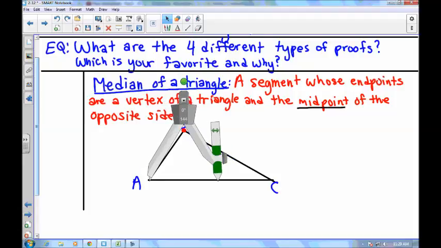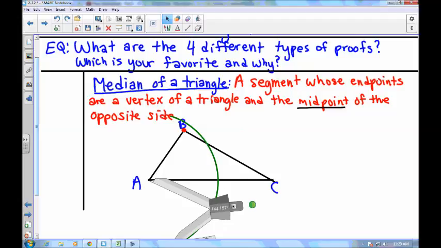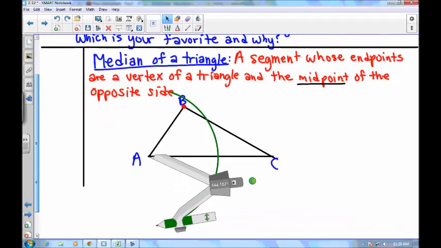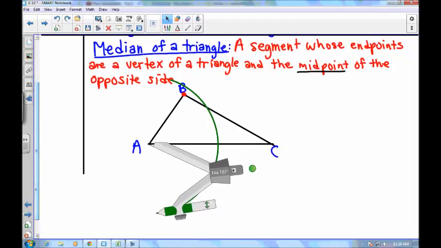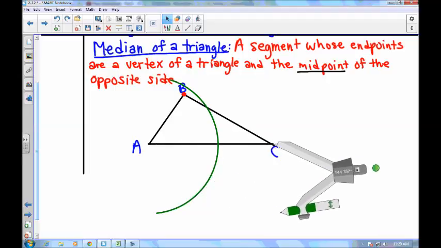More than halfway. And don't go all the way to C. You don't need to go all the way over. More than halfway, and draw a semicircle, an arc. Pick it up. Move the sharp point over to the other end point, which is C.